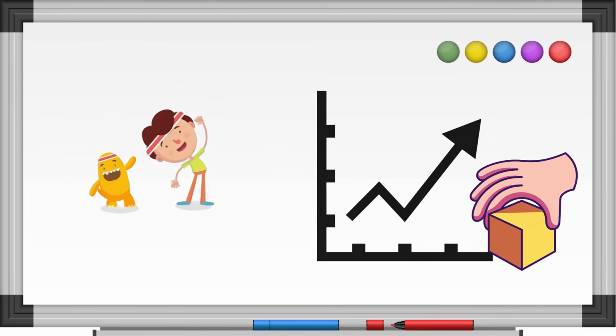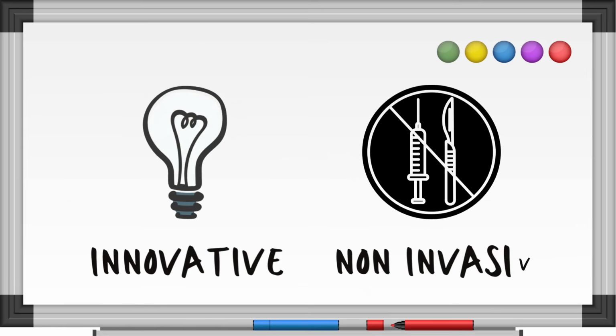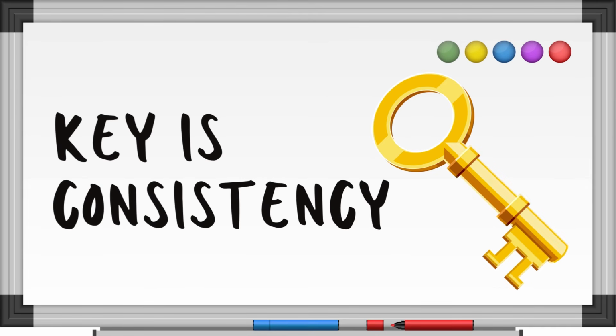This finding suggests that neuroplasticity can be deliberately guided through therapies like mental rehearsal, offering innovative and non-invasive ways to accelerate healing and restore lost abilities. The key is consistency. Neuroplastic changes happen over time with repeated practice.